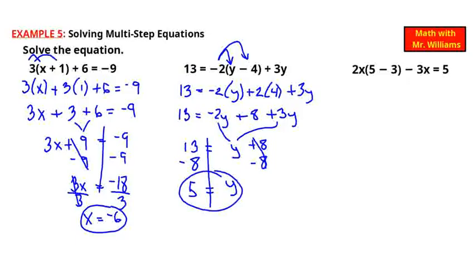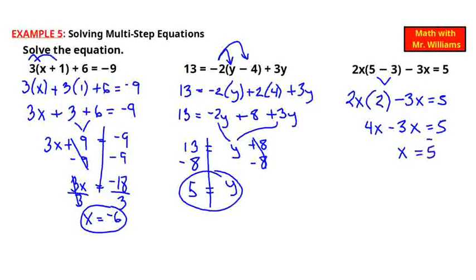All right, on to the last one. So we see here in this one, there's nothing going on in that parentheses that we can't combine. So we're going to go ahead and combine the 5 minus 3 right off the bat, leaving us the 2x times 5 minus 3 is 2. Minus 3x equals 5. Always combine those like terms first. So we have 2x times the 2 will give us 4x minus 3x equals 5. 4 minus 3 is 1x equals 5 as our answer.